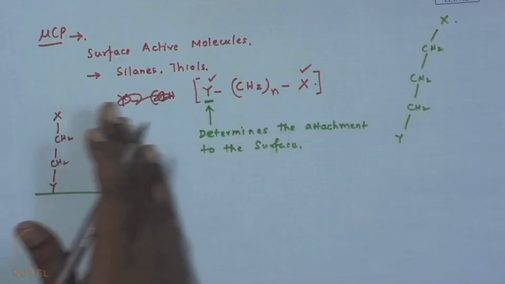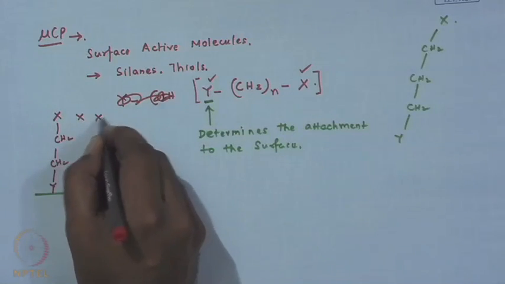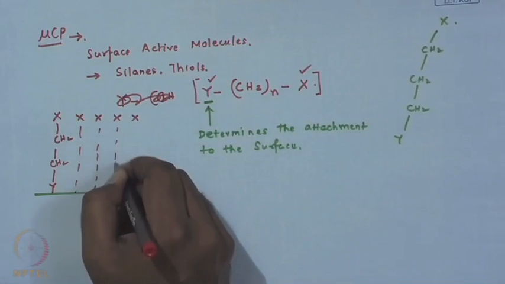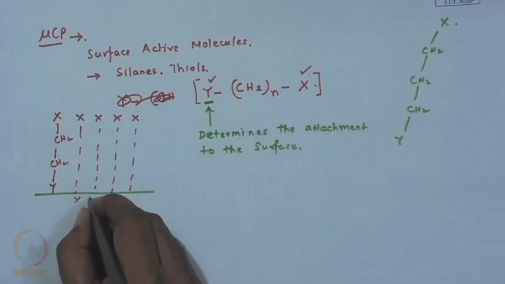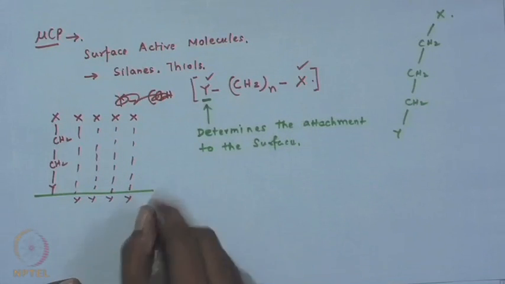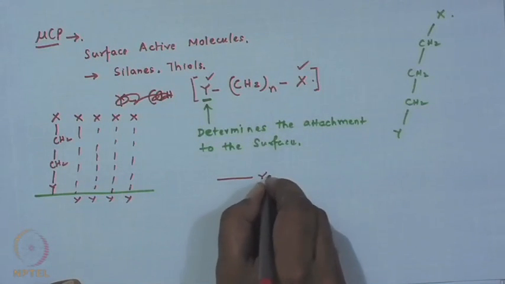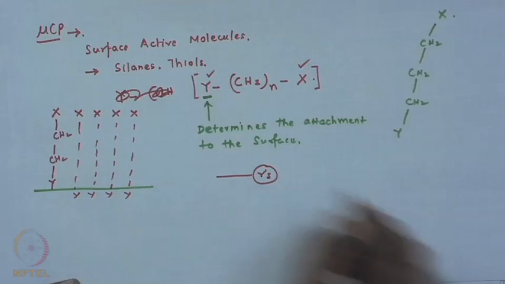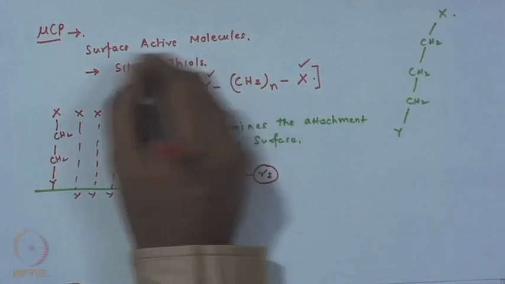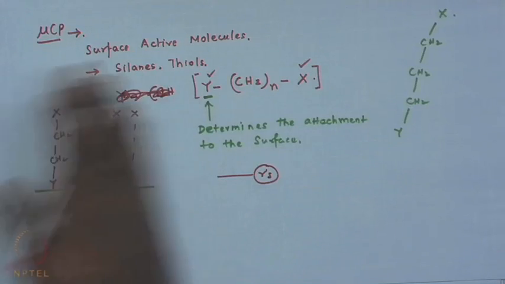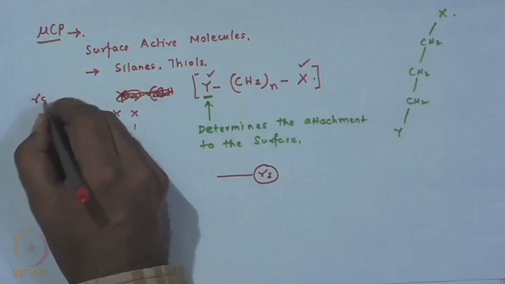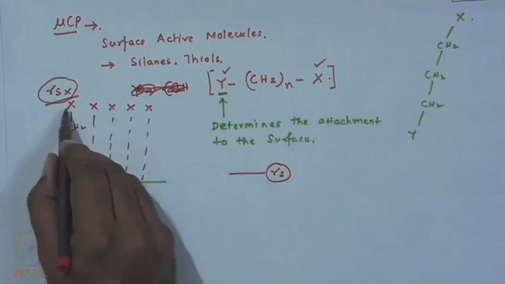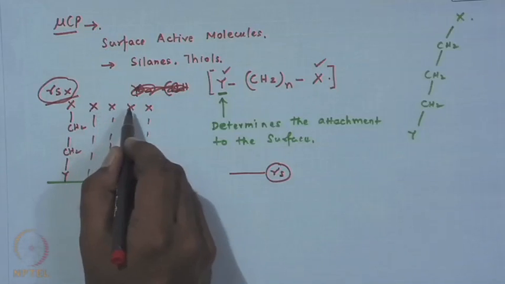So, if the surface is now fully covered with this type of molecule, like this, what will happen? Suppose gamma s was the original surface tension or the surface energy of the substrate, a SAM layer coated, a silane layer coated surface will exhibit a completely different surface energy, and that surface energy will be the surface energy corresponding to the ligand X.